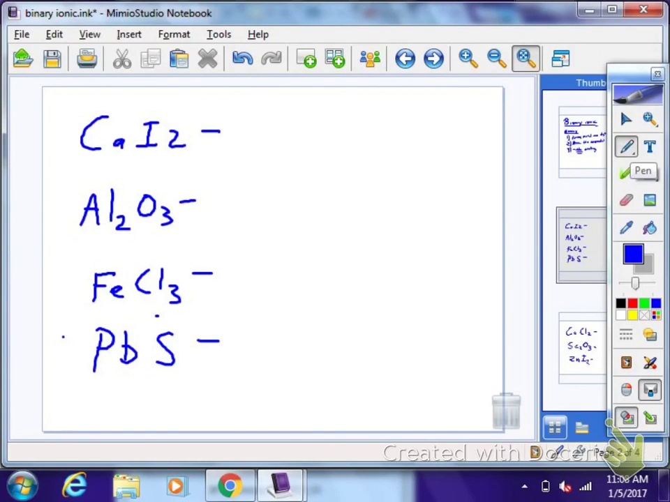So, we'll just do it real quick. We'll look at calcium. Do we need a Roman numeral for calcium? No, because it can be just a 2. There's only one number listed. So, we're going to write the name of the metal, calcium.